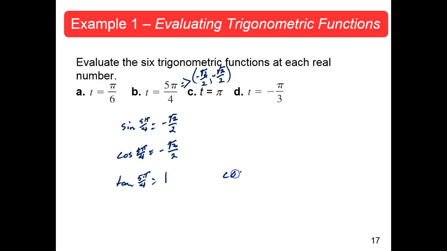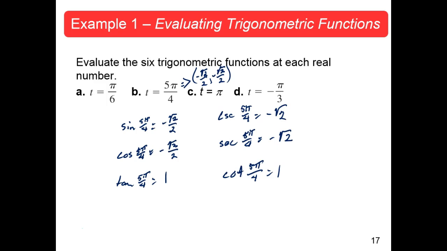What's the cotangent of 5/4 pi? It's 1 too, because it's the reciprocal of that. Those were easy. Now, how about this one? The secant of 5 pi over 4. Negative radical 2. And the cosecant? Same deal, because they're reciprocals of the same two numbers, so they've got to be the same numbers.